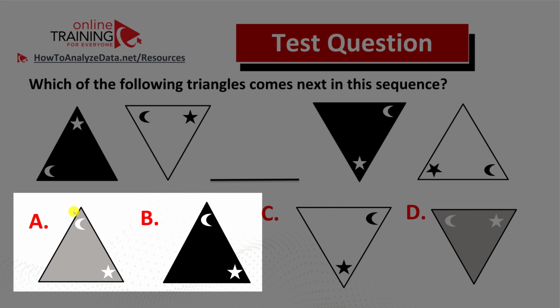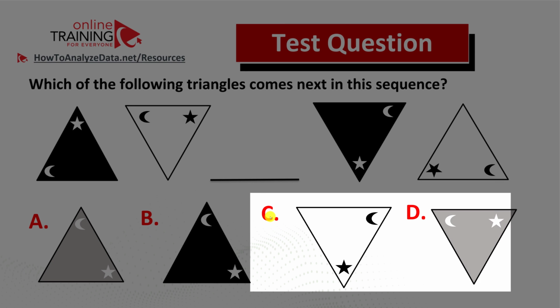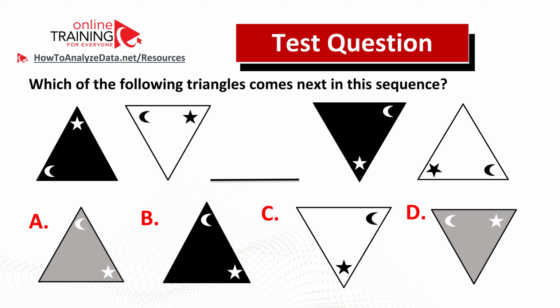Choices A and B are represented by gray and black triangles pointing toward the top, and choices C and D are represented by white and gray triangles pointing to the bottom. Do you think you know the answer? Now might be the right time to pause this video to see if you can come up with the answer on your own.